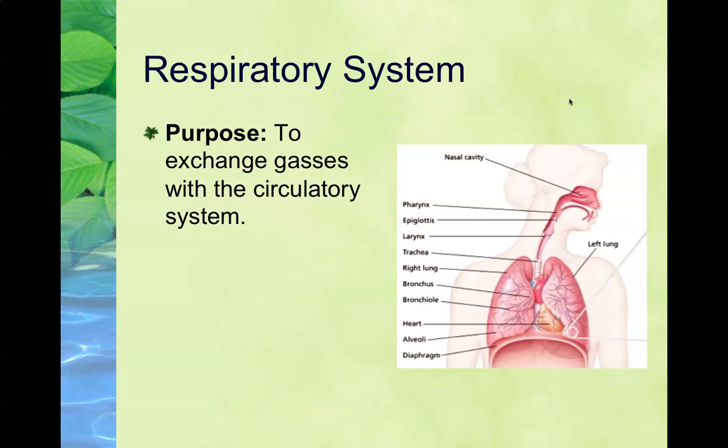All right, moving on to our next system, that is the respiratory system. The job here is to exchange gases with the outside world, more specifically with the circulatory system. Because we mentioned earlier, the circulatory system's job is to deliver oxygen to the cells of the body and to take away waste. Well, we have to be able to get that oxygen into the circulatory system in the first place. That job falls to the respiratory system.